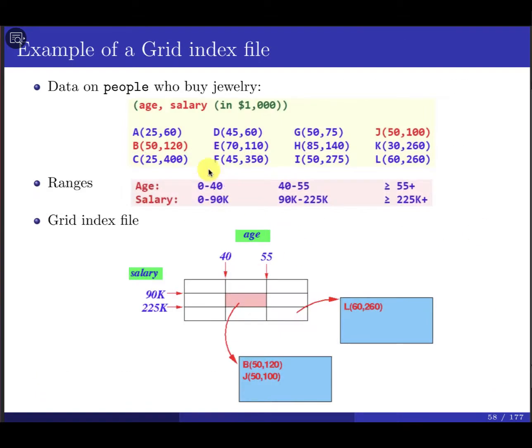Here is an example. Assume that we have the information about people who buy jewelry. I'm not interested in the rest of the information, I'm just interested in the age and the salary. Assume that we have more information, but we need to build the index based on the two dimensions, age and salary. Okay. So for example, from A up to L, we have 12 entries. So A means age 25, and the salary is 60. I'm using this one in thousands, so it's 60,000. Okay. So in order to build this index, this is a simple thing. Someone asked me, how can you build the index?